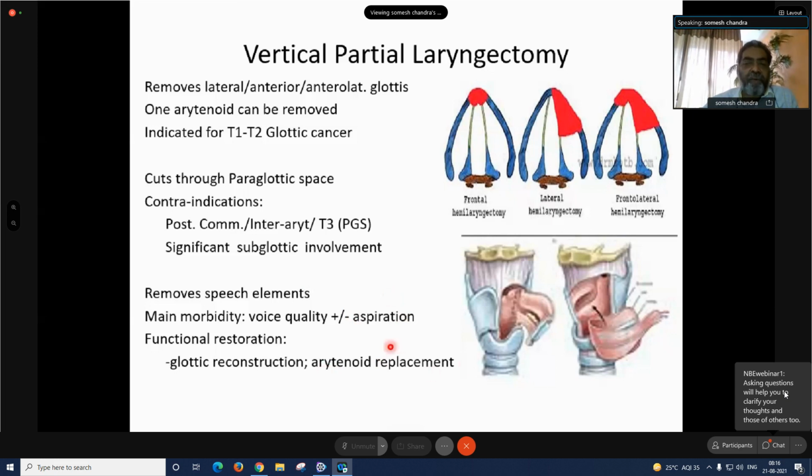There are various means. You can do it using the native thyroid cartilage itself. And to improve the voice quality, you can do a glottic reconstruction. So it is the voice quality. One side is preserved, so speech is not lost, but it is a whispering kind of voice. And to improve that, you can do a glottic reconstruction. Again, there are various methods to do that.